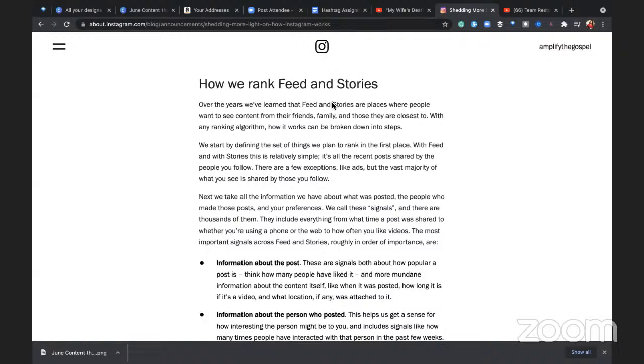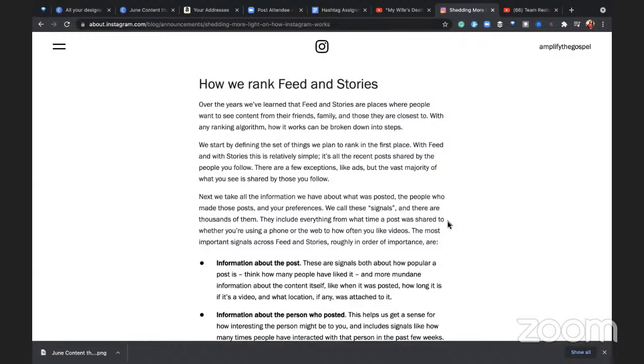Okay, how we rank feed and stories. Over the years, we've learned that feed and stories are placed when people want to see content from their friends, family, and those they are closest to. With any ranking algorithm, how it works can be broken down into steps. We start by defining the set of things we plan to rank in the first place. With feeds and with stories, this is relatively simple. It's all the recent posts shared by the people you follow. There are a few exceptions like ads, but the vast majority of what you see is shared by those you follow.